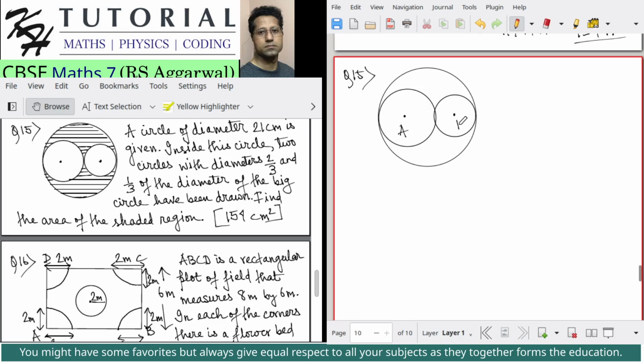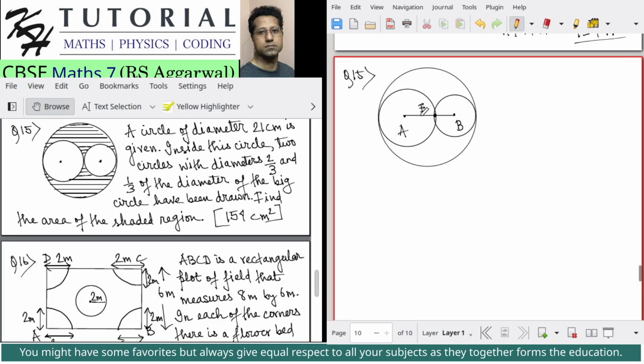Please note that since the two circles inside the bigger circle are touching each other, if you join the centers of the two inner circles, the line will pass through the point where the two inner circles are touching. That is, if the two inner circles are touching at the point E, AEB will be a line segment. The points A, E and B will be collinear, in a straight line.